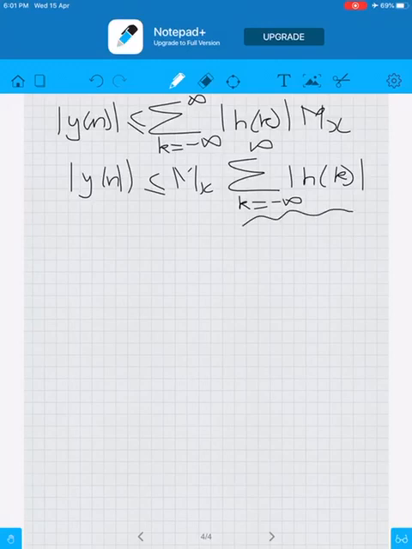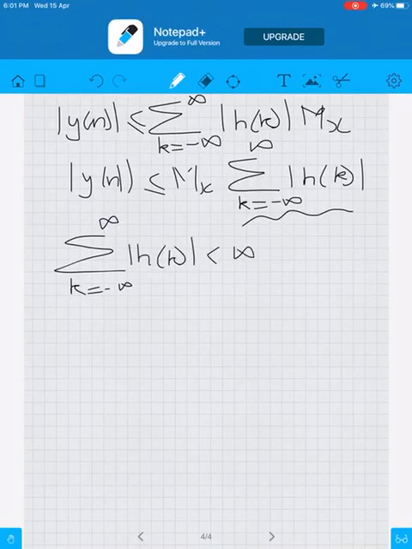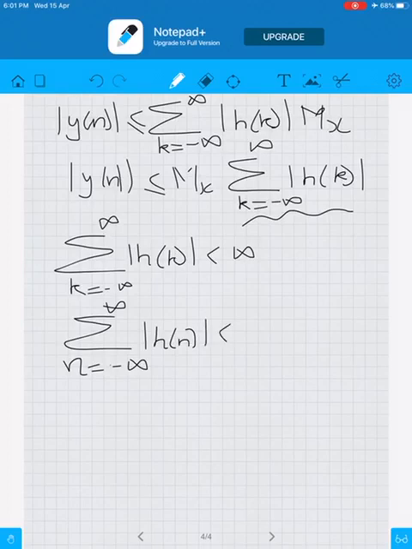That means summation k is equal to minus infinity to plus infinity, magnitude of h of k should be less than infinity. k is just a dummy variable. In general, summation n is equal to minus infinity to plus infinity, magnitude of h of n, if it is less than infinity, then the system is said to be absolutely stable, because only this condition will ensure that this quantity is finite, mx is finite, and then y of n will also be a finite quantity.